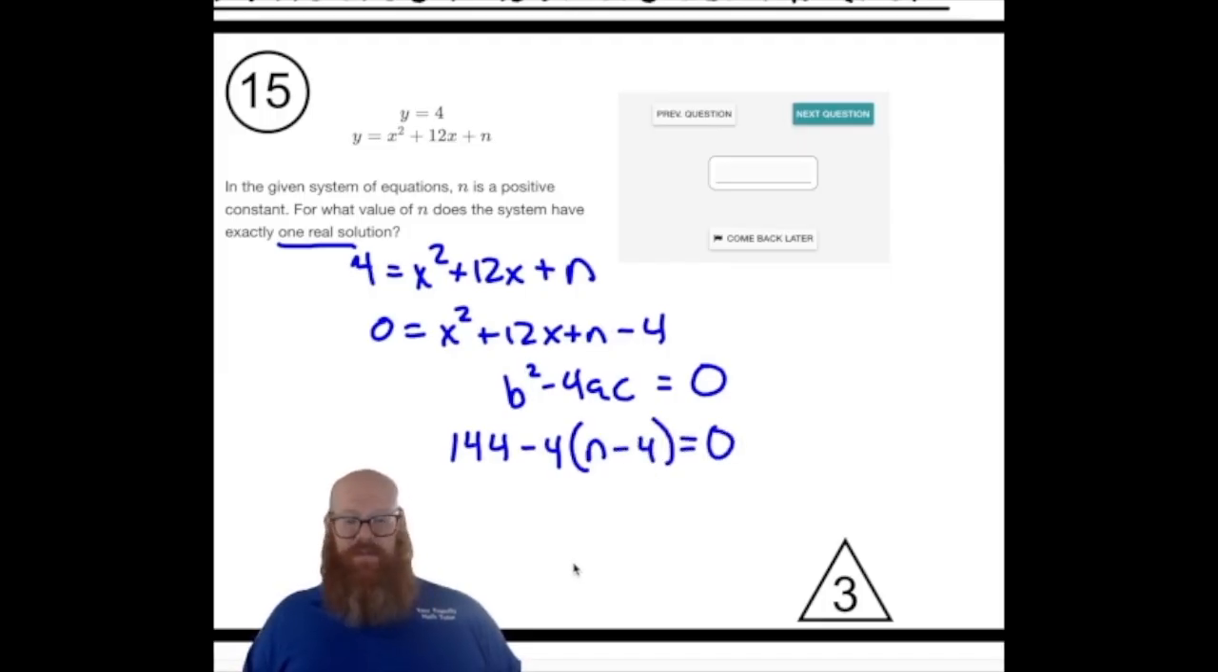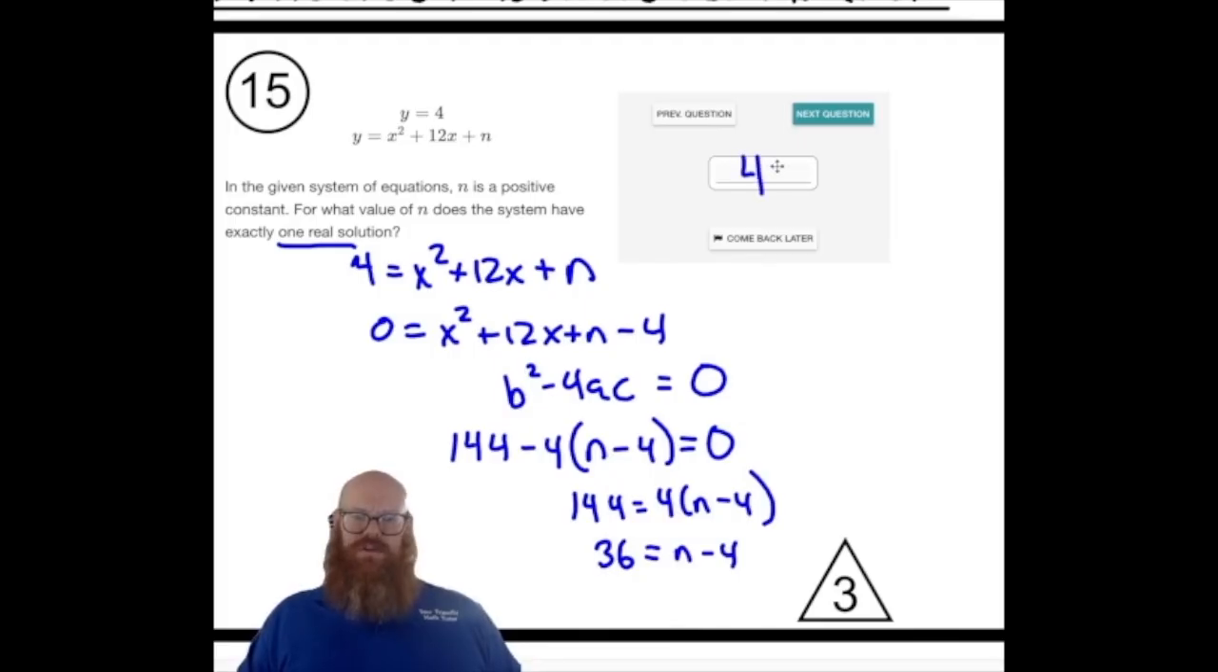And then I'm just solving this. You could hop over to Desmos now if you felt like it to just solve this. I am going to do it this way. I'm going to bring the 4 times n minus 4 over, divide by 4, and get 36 equals n minus 4. So add 4, so the answer is going to have to be 40.